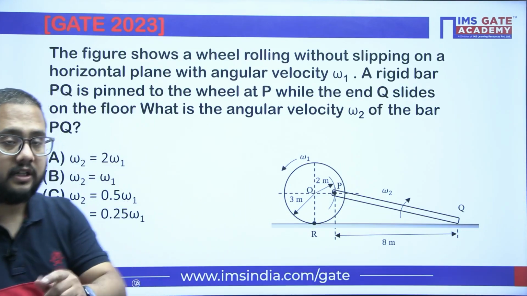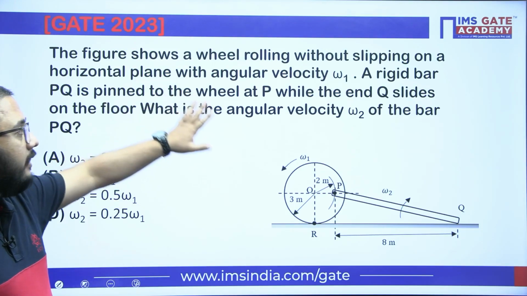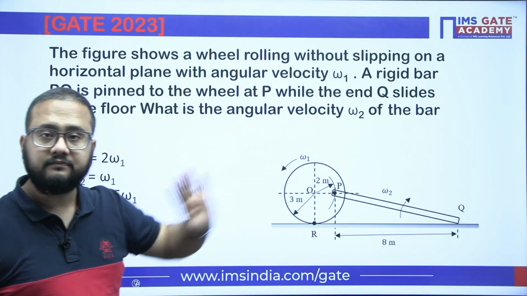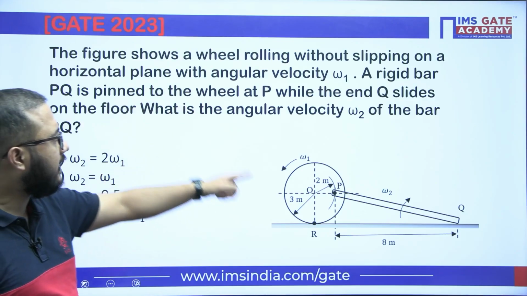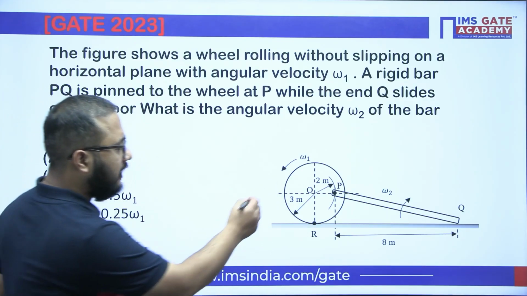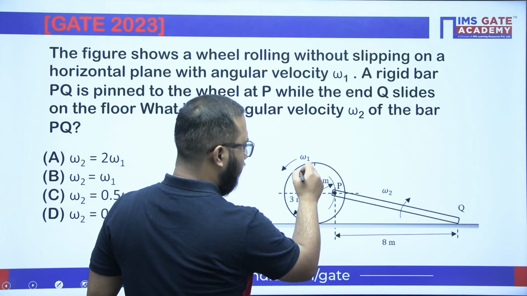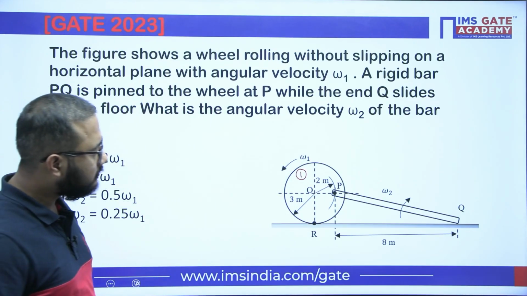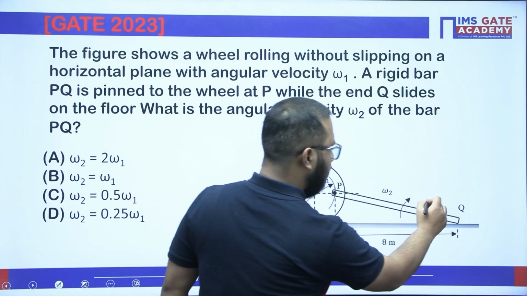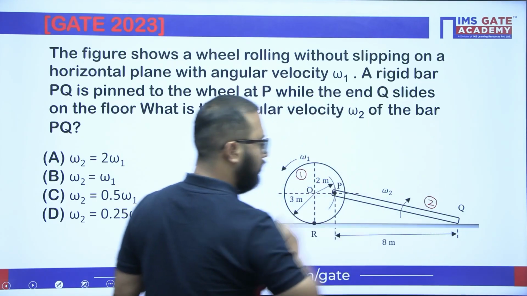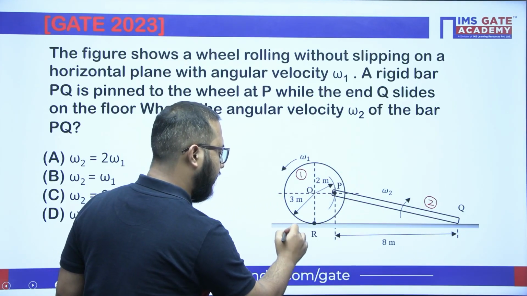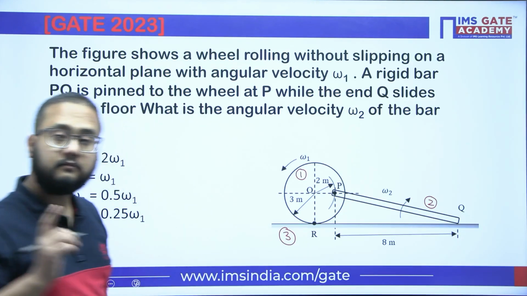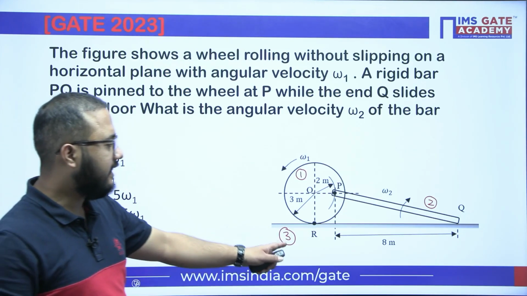Now look at the question first of all. The figure shows a wheel rolling without slip on a horizontal plane with angular velocity omega 1. So they have given this disk angular velocity omega 1. Let us consider this disk as link number 1. For that rod, they have given omega 2. So consider that rod as link number 2, and link number 3 is the horizontal plane, which is fixed here. So that is 3 here.